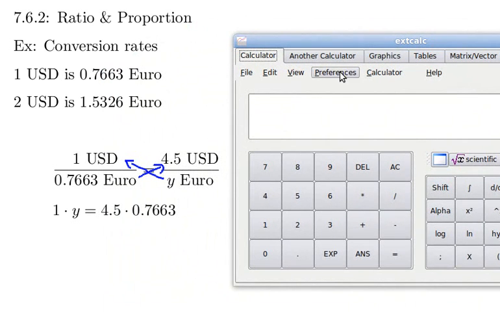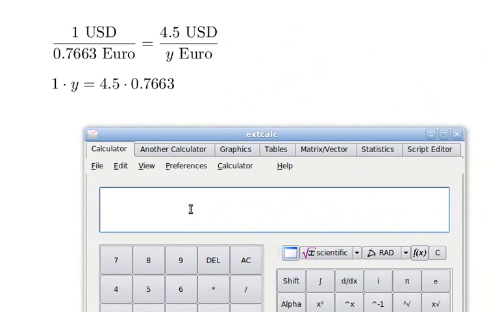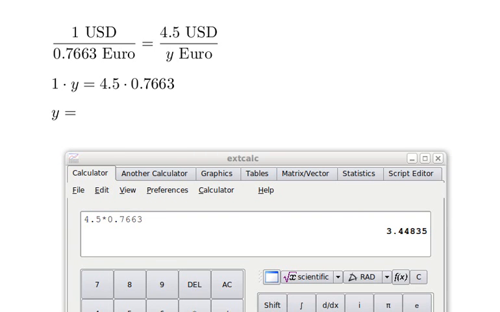So I'll go ahead and clear this off so I can have enough room, this is kind of a big calculator. So 1 times y, I think we can agree that that is going to be equal to just y. And then 4.5 times 0.7663. So 4.5 times 0.7663, that comes out to 3.4853. So that means we have 3.44835.